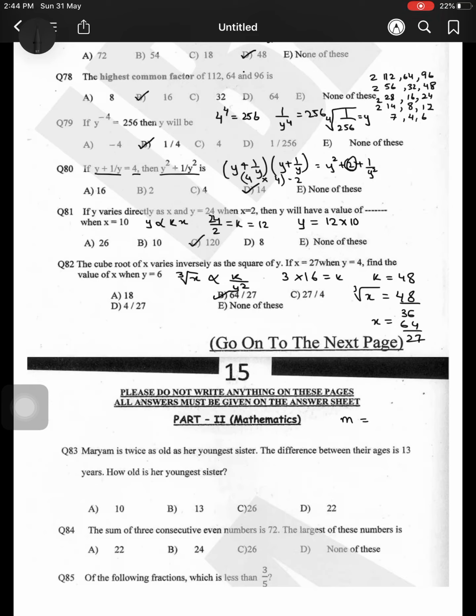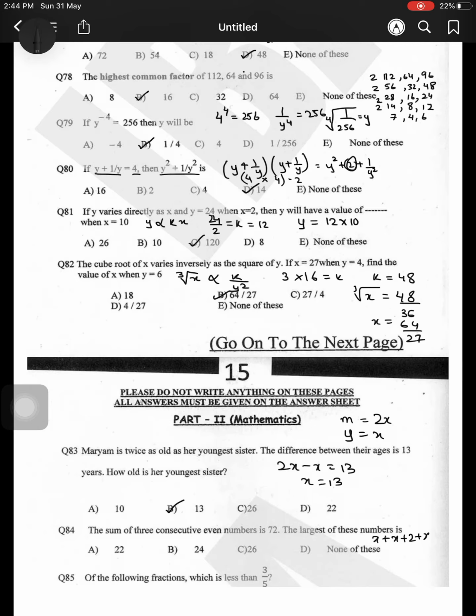This next question, he says that Mariam is twice as old as her younger sister. Her younger sister is x, and the difference between their ages is 13, so x is equal to 13. B is the answer.